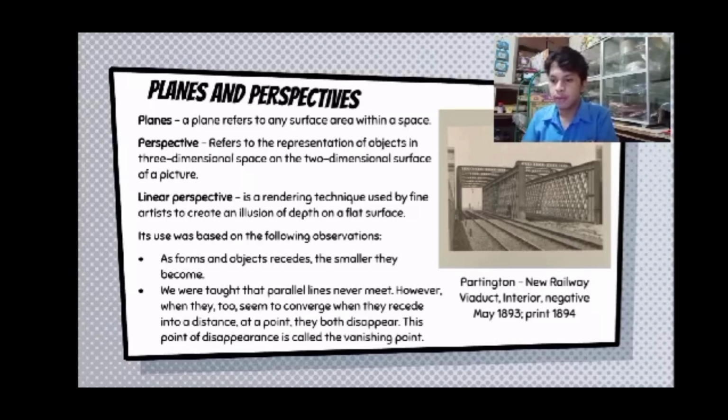Number 1. As forms and objects recede, the smaller they become. Number 2. We were taught that parallel lines never meet. However, they seem to converge when they recede into the distance at a point, where they both disappear. This point of disappearance is called the vanishing point.